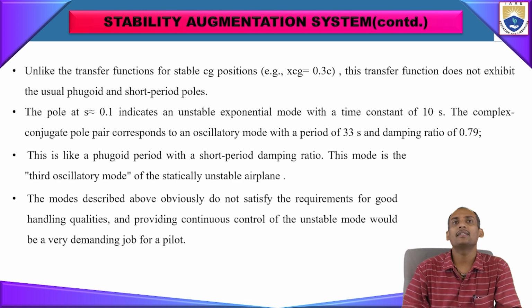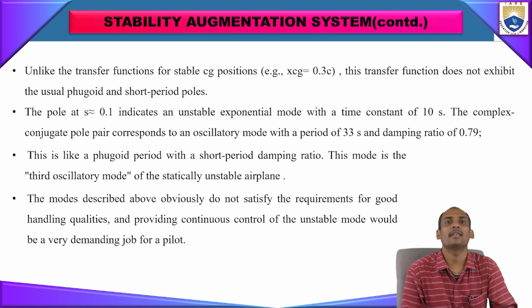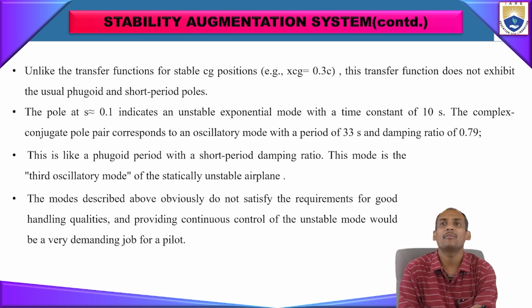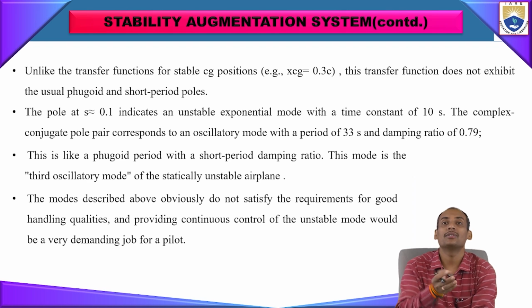Unlike a stable CG position, this transfer function does not exhibit the usual phugoid and short period poles. If the pole is at S equal to 0.1, it indicates an unstable exponential mode with a time constant of 10 seconds. The complex conjugate pole pair corresponds to an oscillatory mode with a period of 33 seconds and a damping ratio of 0.79. We get these values from the previous equation solution.